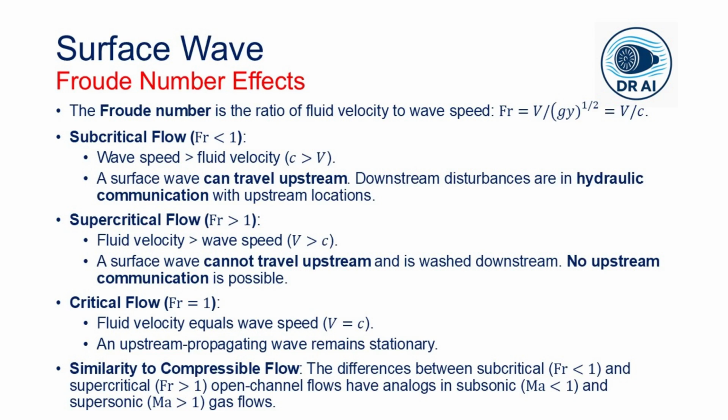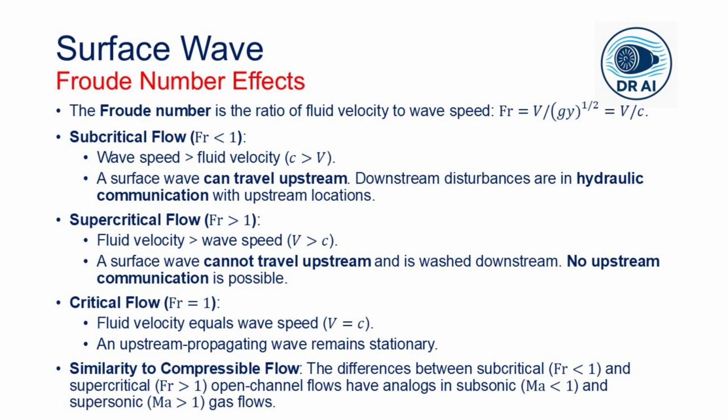And we can further say if the velocity is less than c, the Froude number is less than 1, a wave can travel upstream, and the flow is subcritical. Upstream locations are in hydraulic communication with the downstream disturbances. But what if v equals c? This is the scenario where the Froude number equals 1. A wave attempting to go upstream is stationary. The flow here is critical.